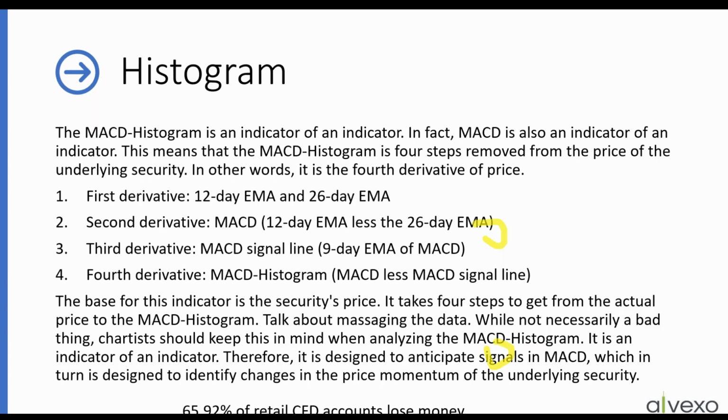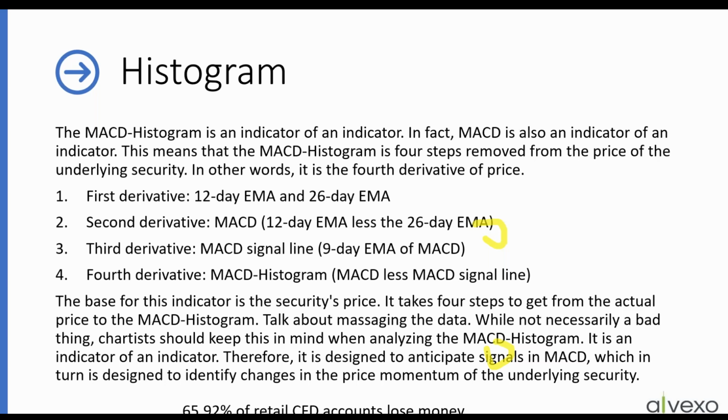The first derivative, we start with the 12-period moving average and the 26-period moving average. Remember, we put the 2 lines on the price chart. Then we take the 12-period and subtract the 26-period from it. That's our second derivative. Our third derivative is we build the MACD signal line, which is just a 9-period moving average of the MACD line. And then the fourth derivative is the MACD histogram, which is the MACD less the MACD signal line. So the base of this indicator is the security's price. It takes 4 steps to get to the actual value of the MACD histogram.